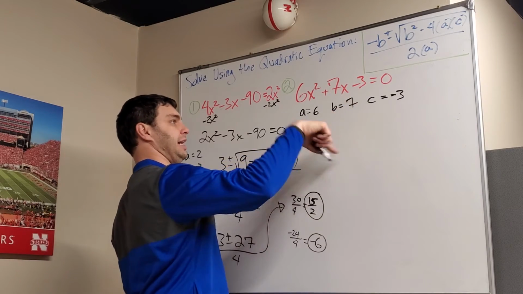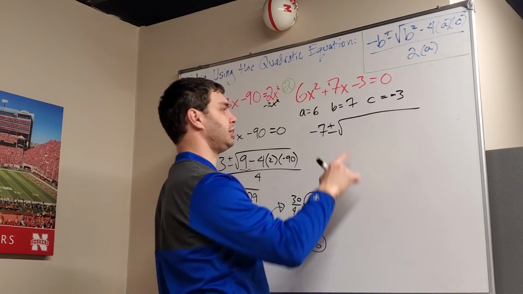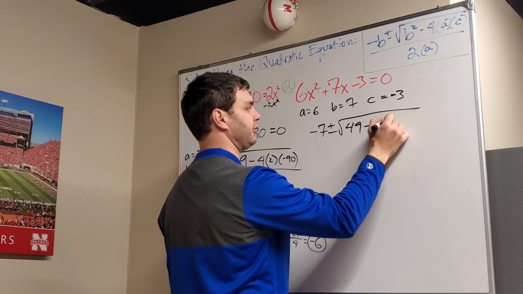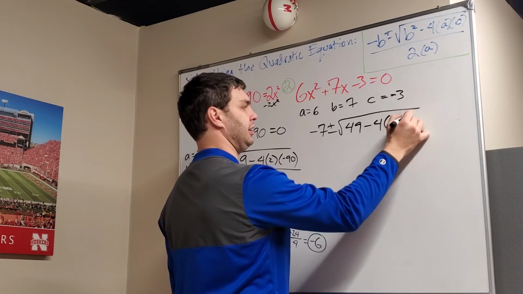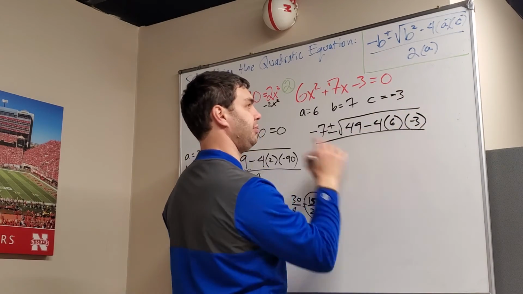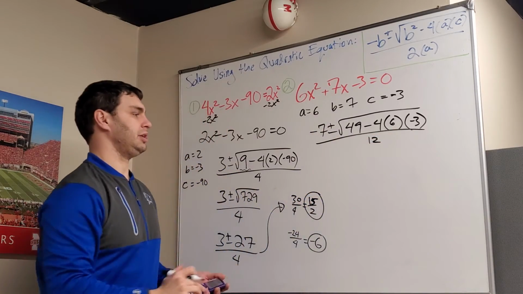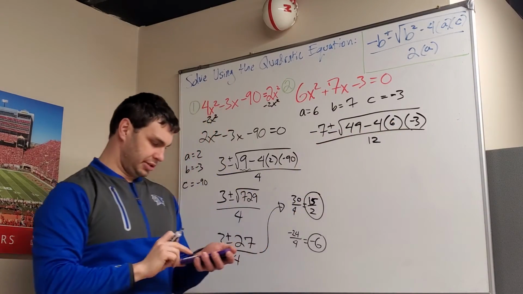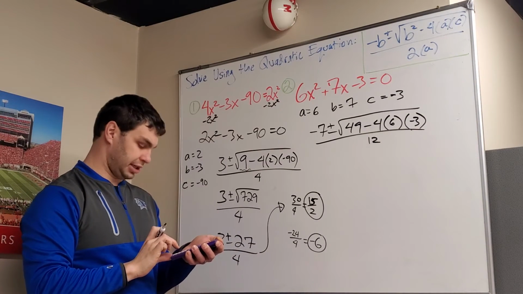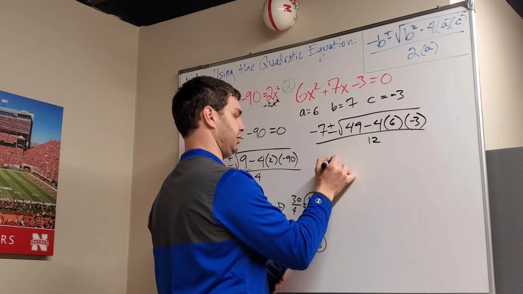So negative b, or the opposite of our b, is going to be negative 7 plus or minus the square root. B squared is 49. Again, do that in your head. B squared minus 4, and then our A was 6, and our C is negative 3. All divided by, again in your head, 2 times A, 2 times 6 is 12. Okay, let's do that discriminant part, the part underneath the square root, in the calculator. 49 minus 4 times 6 times negative 3 is 121. Oh, these are nice and easy.